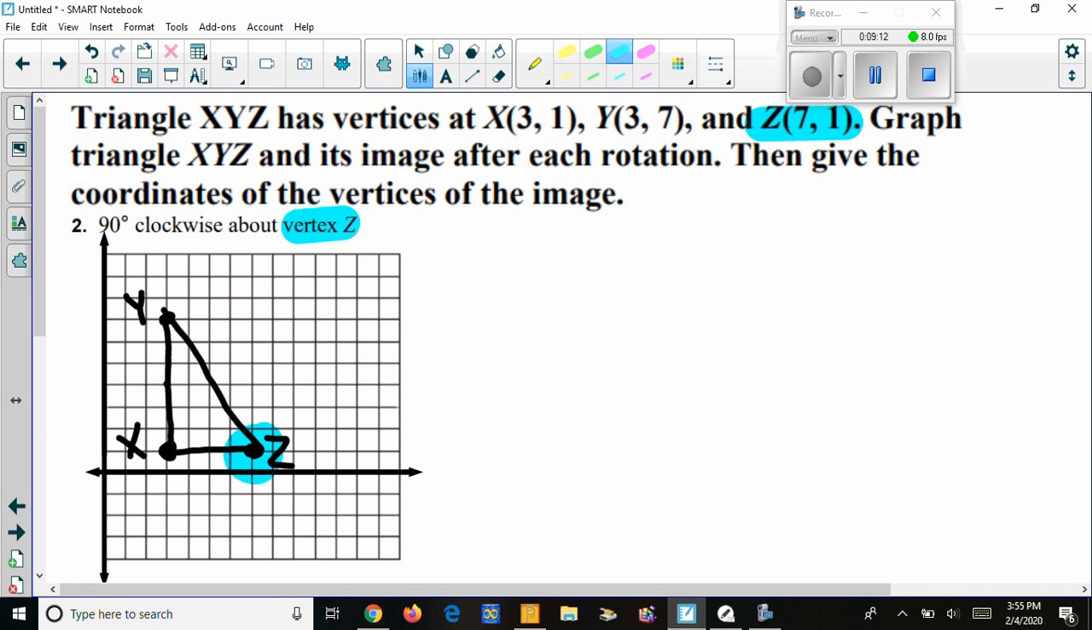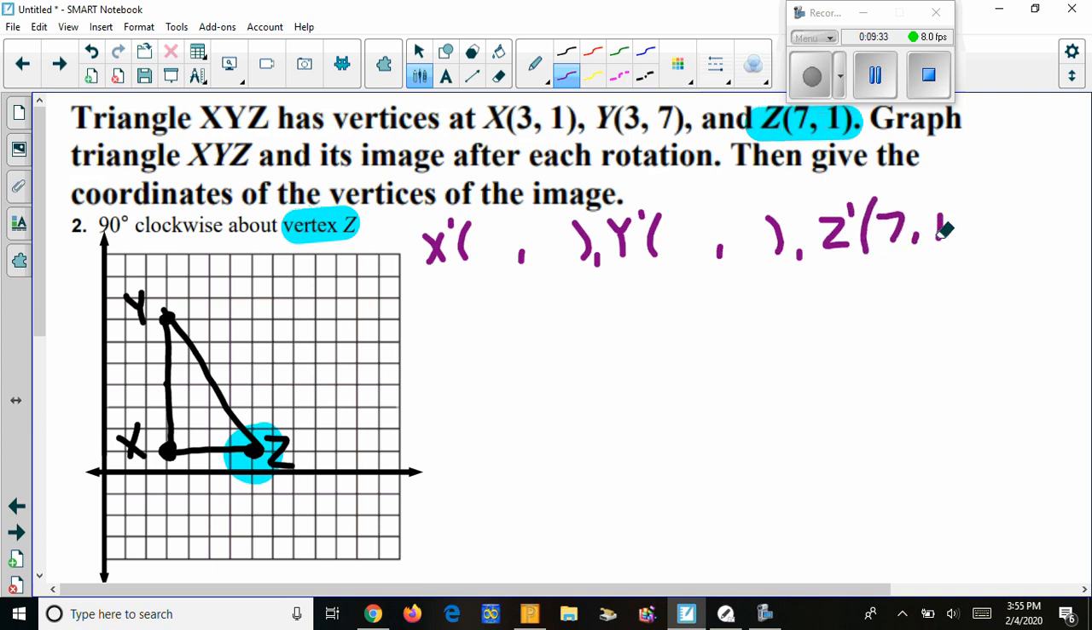I need to figure out where I am going to graph X prime after I spin it around and Y prime after I spin it around. Remember, the center of rotation, Z, is also Z prime. So for 90 degrees clockwise, the rule is X plus B, Y minus A.